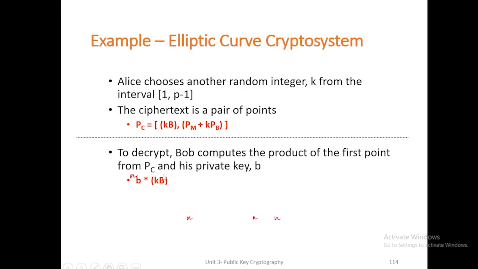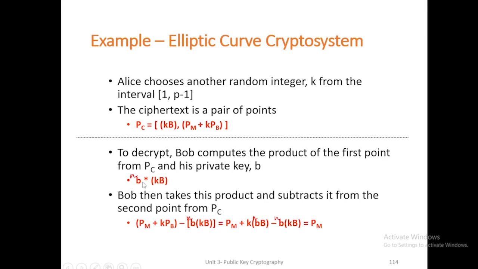Using the first value, he will calculate the generalized form. By applying his own private key, the first value is reprocessed as nB times kB. And he will subtract that resultant value from the second one. So the second parameter is PM plus k times PB. Then the calculated value should be subtracted. So I am writing it as minus nB times kB. So we expand here: PM plus k times PB, where PB means nB times B, minus here also nB times kB. So these two values are the same.